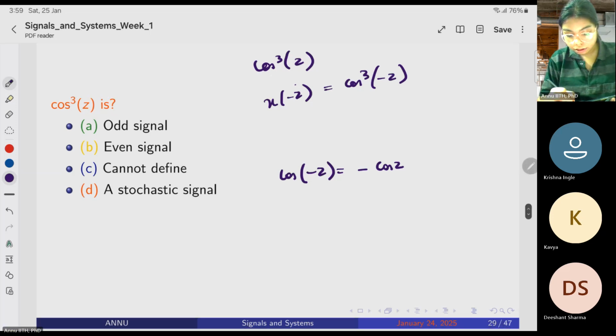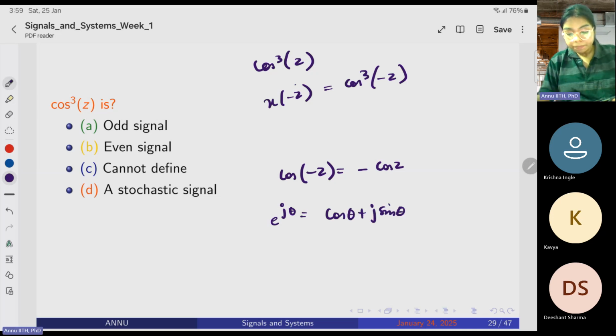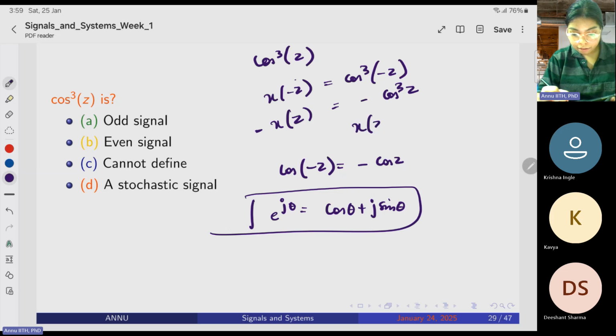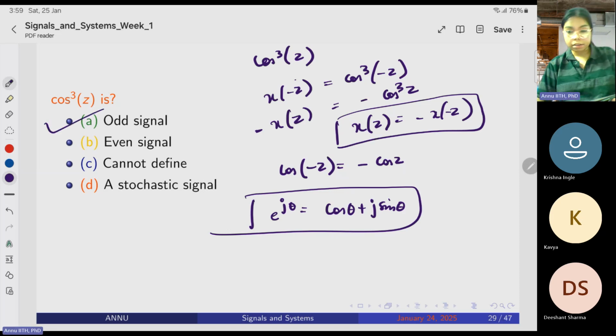How? Because if you say e power j theta is equal to cos theta plus j sin theta, this is the polar form. So cos of minus z is equal to minus cos z. Accordingly, this is equal to minus cos 3z. So this is equal to minus x of z. So here it is representing x of z is equal to minus x of minus z. So this is an odd signal. Any doubt?